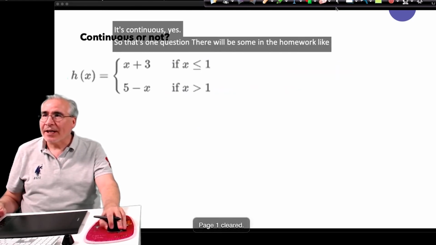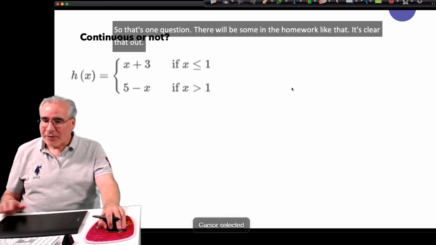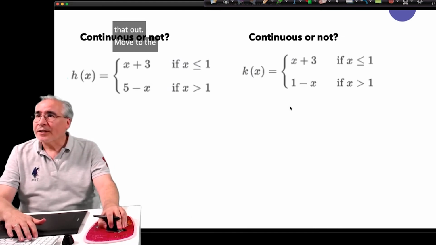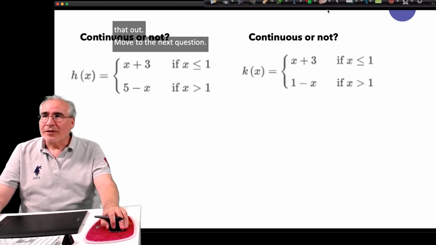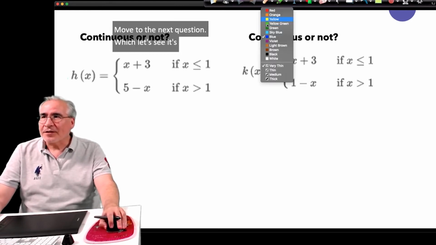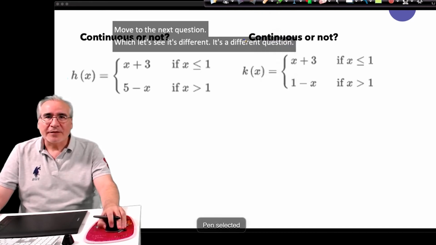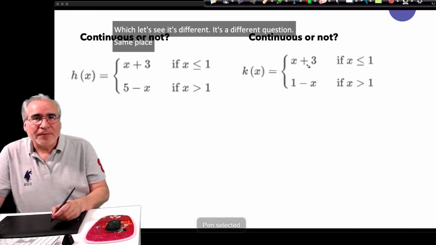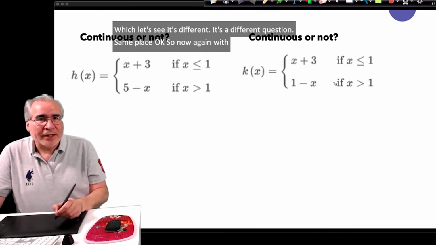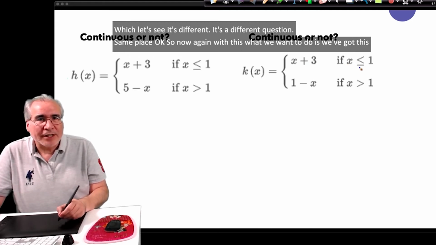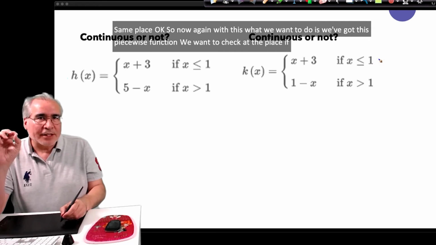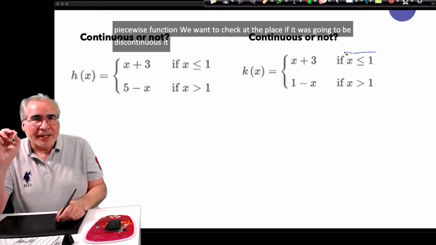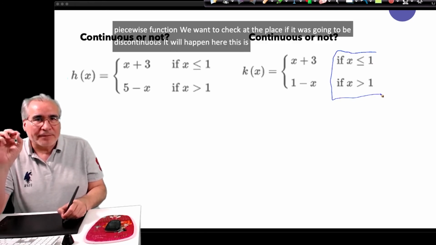Let's clear that out. Let's move to the next question. It's different. It's a different question, same place, okay? So now, again, with this, what we want to do is we've got this piecewise function. We want to check at the place. If it was going to be discontinuous, it will happen here. This is where the jump would occur.